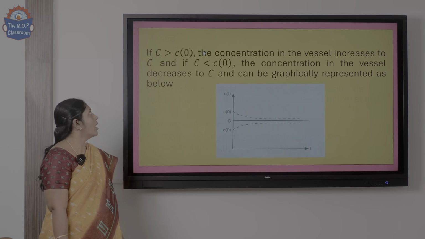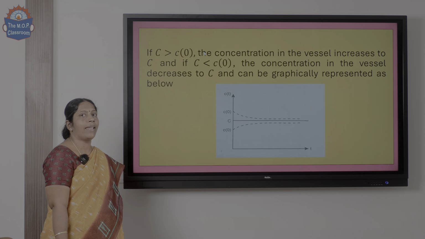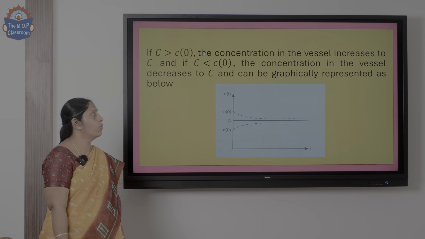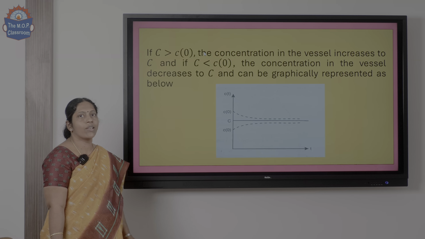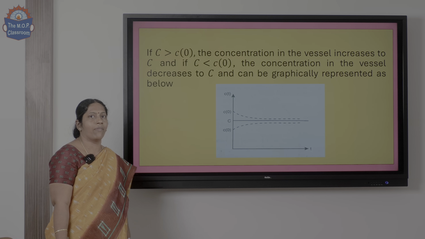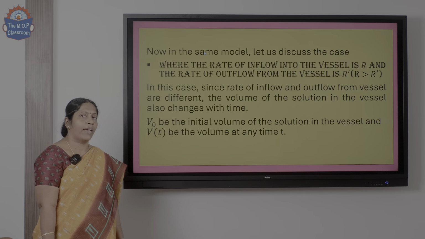Now, if C is greater than C naught, that is, the concentration in the overhead tank is greater than the initial concentration in the vessel below, then ultimately the concentration in the vessel increases to C, and if C is less than C naught, then the concentration in the vessel decreases to C, which is shown graphically in the diagram given below. Now, let us discuss a case where the rate of inflow and the rate of outflow are not the same.